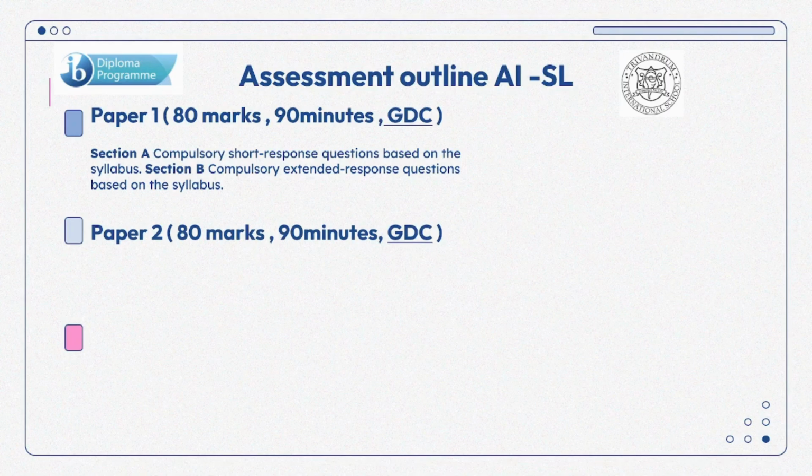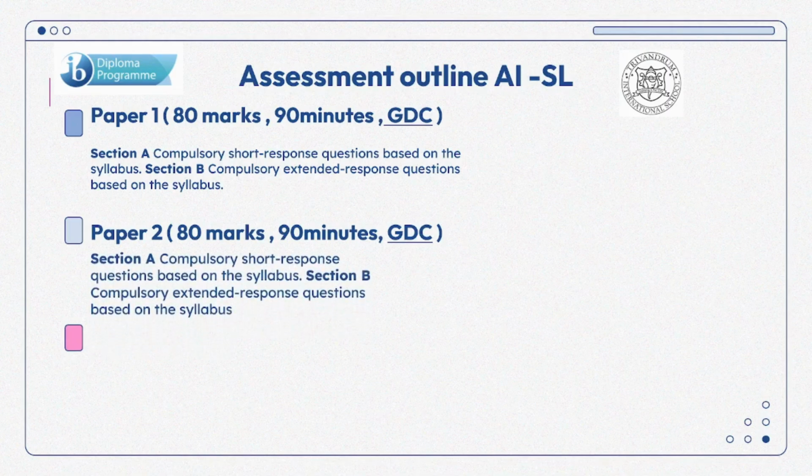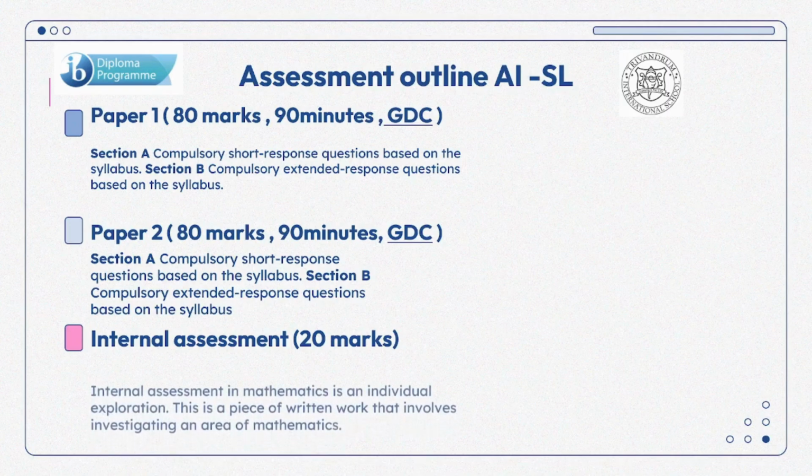Paper 2, 80 marks, duration 90 minutes. Students can use GDC. Section A, compulsory short response questions, and Section B, compulsory extended response questions. Internal assessment is for 20 marks.